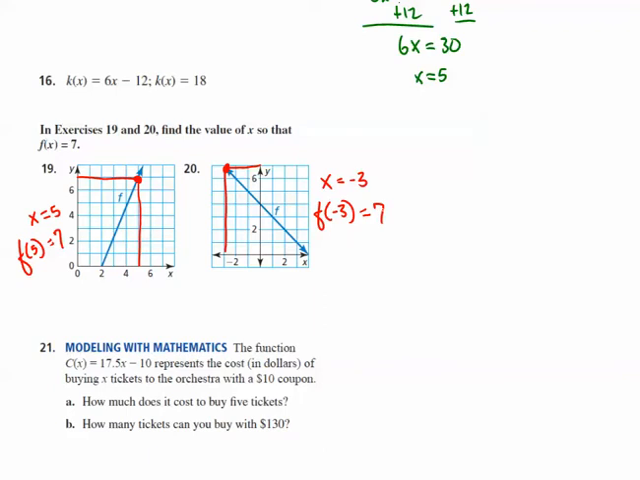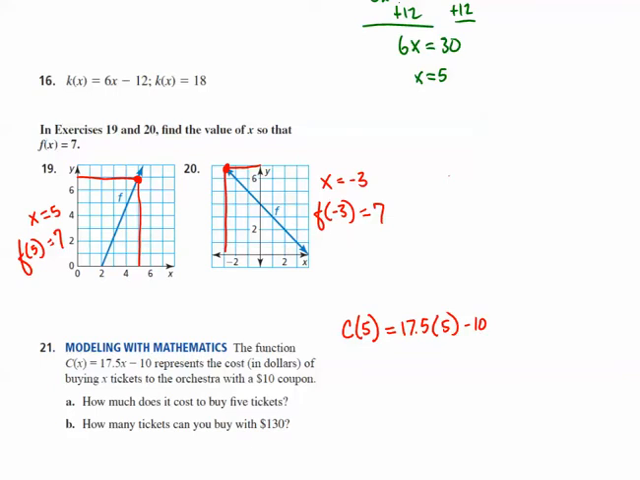Number 21. The function c of x is equal to 17.5x minus 10 represents the cost in dollars of buying x tickets to the orchestra with a $10 coupon. How much does it cost to buy 5 tickets? Well, what we're asking is, what is the cost of 5 tickets? What is c of 5? And what that tells us to do is simply replace x with 5 and carry out the calculations.